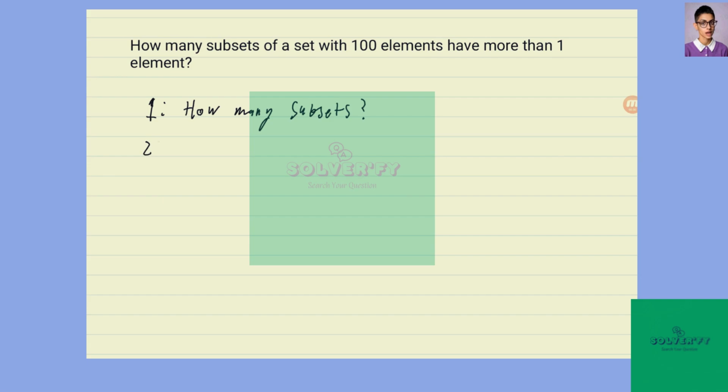And then step two is to figure out how many have one or fewer elements, have less than one element. Or actually, I suppose less than or equal to one element.